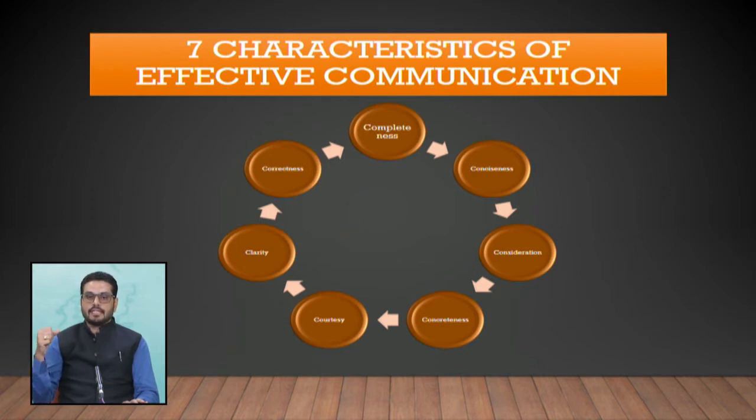Which is the first thing? That is completeness. Your message should be complete. Then conciseness. Okay, then it should be considerate enough. Then it should be concrete enough. Then it should have proper clarity. Then it should be courteous enough. And the last one, it should be correct. So all these are the effective characteristics of communication. Let us look at them one by one.